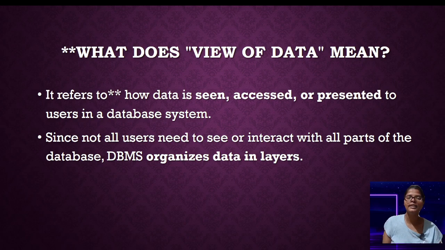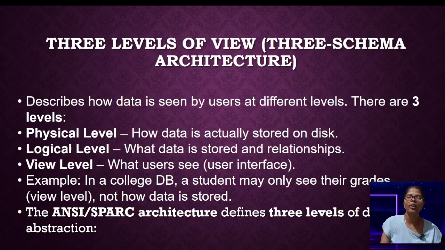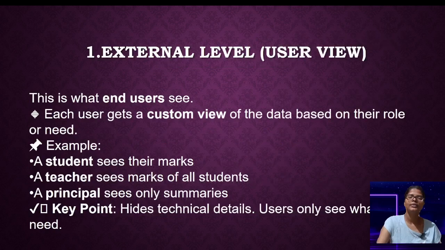Here the DBMS is organizing the data in three different layers, which is called a three-level architecture. The three levels are the physical level, the logical level, and the view level. We'll see them one by one. The first one is the external level view, or one-tier architecture, or user's view. This is nothing but what end users are able to see through applications.